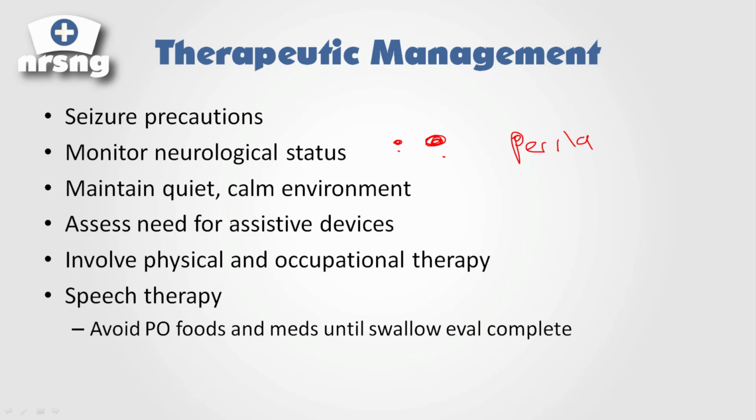We want to maintain a quiet, calm environment. We want to assess for need for assistive devices and get physical therapy and occupational therapy involved. And then we want to get speech therapy involved to make sure they're able to take their foods and their medications as needed. Okay, so that's just the basics of stroke. Of course, we can go into this much more.